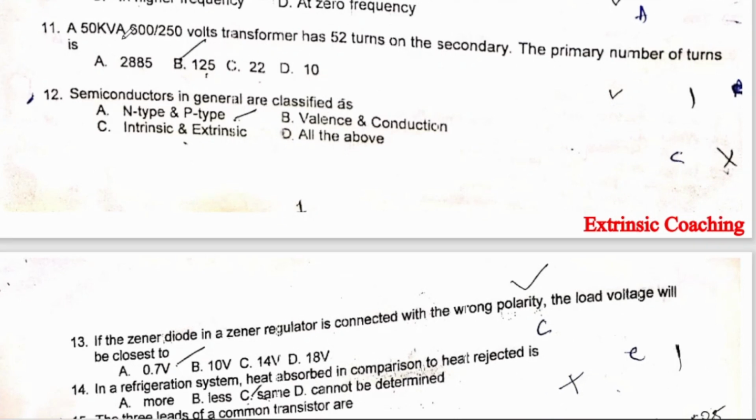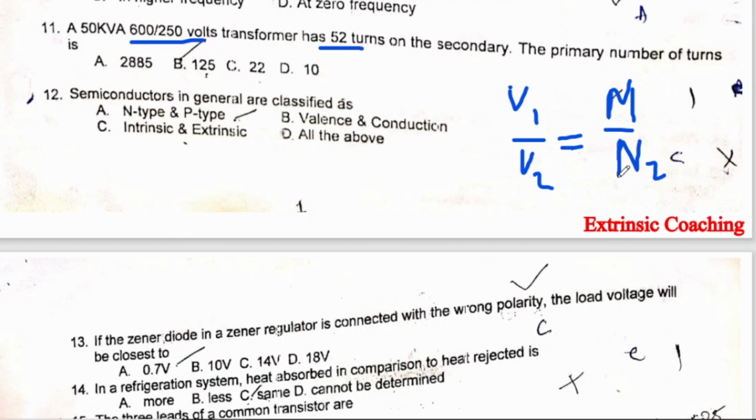Next question. A 50 kVA, 600 divided by 250 volt transformer has 52 turns on the secondary. Simple. The number of primary turns is asked. So V1 by V2 is equal to N1 by N2. V1 by V2 will be 600 by 250 equal to N1 by N2. N1 is not given, N1 you need to find. So N1 will be equal to 600 by 250 into N2.